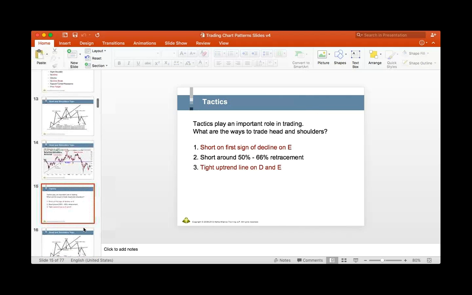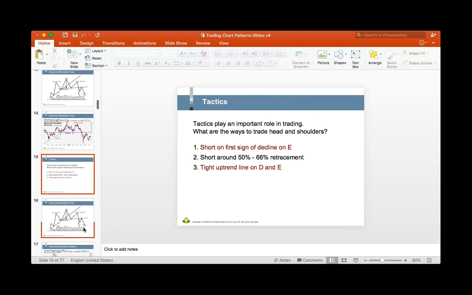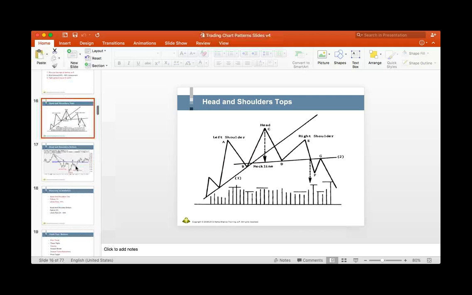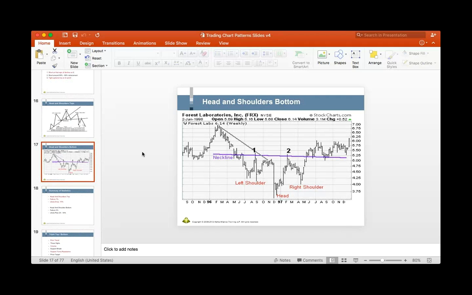Using this principle, you can actually apply it to your other methods. Okay, you can actually apply it to your other chart patterns. Okay, like head and shoulder bottom. Similar same thing, head and shoulder bottom is just a reverse of head and shoulder top.